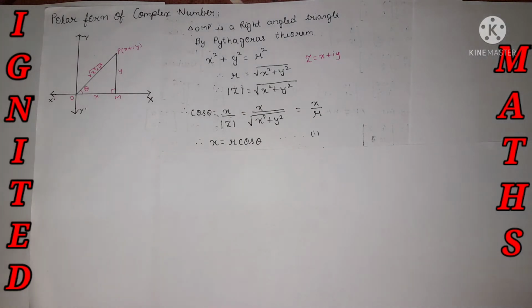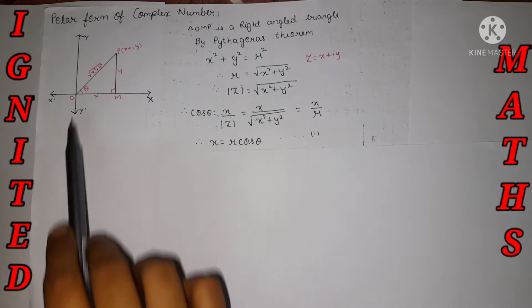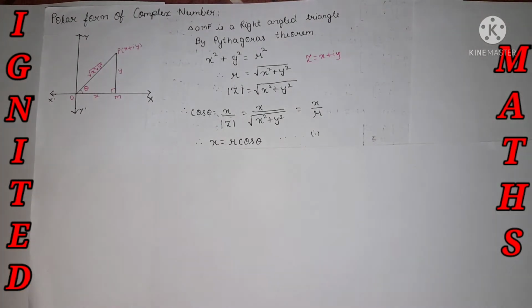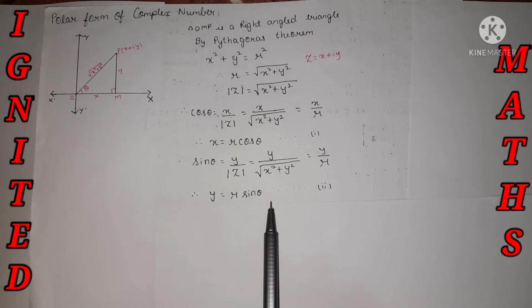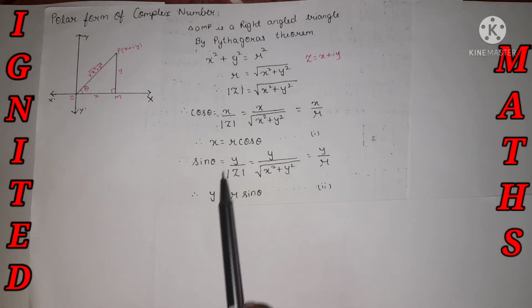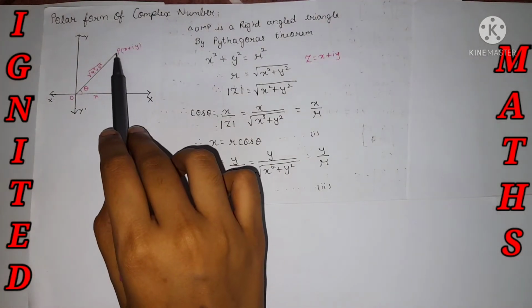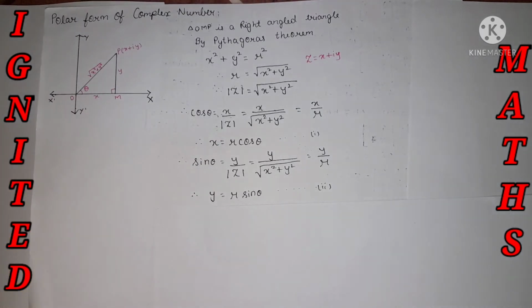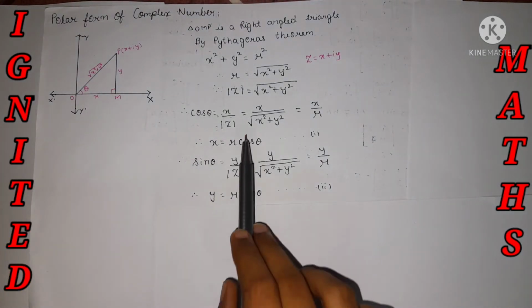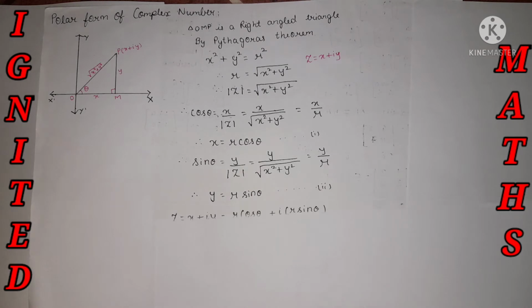And let's take the value of sin theta. Sin theta is nothing but the opposite upon hypotenuse. So it's y by root x square plus y square, which is nothing but y by r, and the y coordinate is equal to r sin theta. So the x coordinate is equal to r cos theta and y is equal to r sin theta. But as we have mentioned, z is x plus iy. So we know the value of x and y, just put the values in.